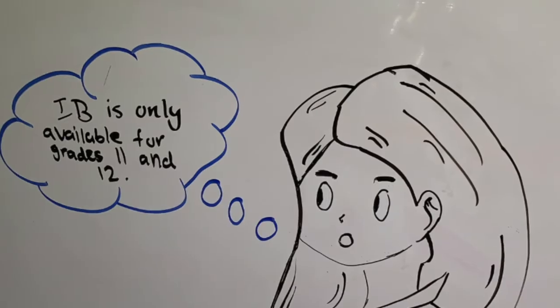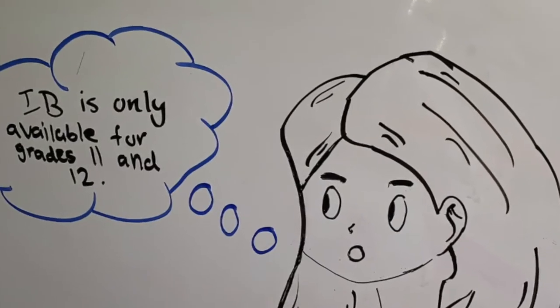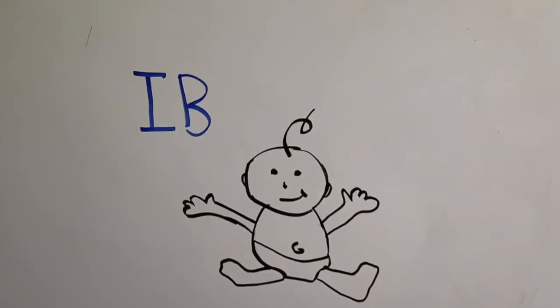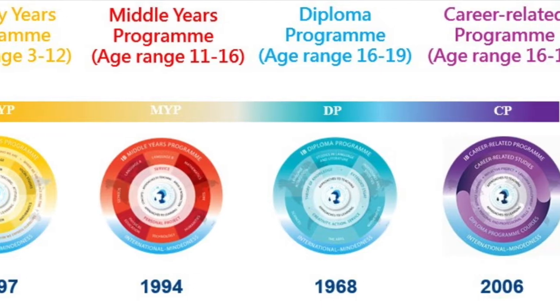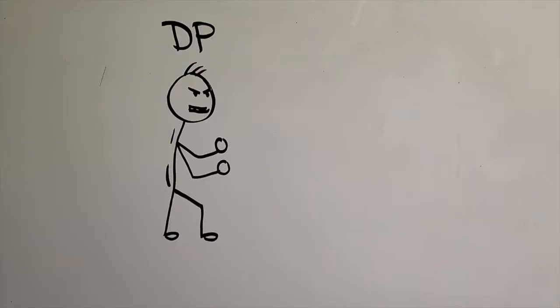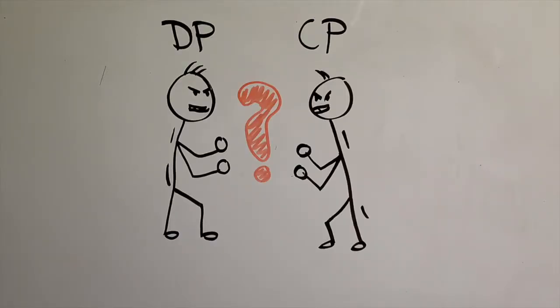Many people claim that IB is only available for grades 11 and 12. This is false. IB begins in the Primary Years Program, then the Middle Years Program, then the Diploma or a Career-related Program. So what is the difference between DP and CP?